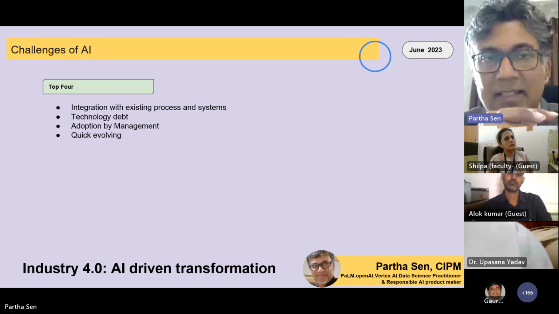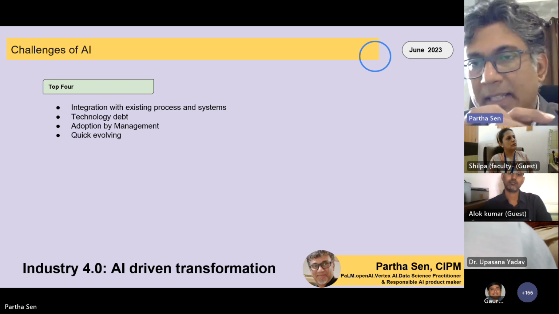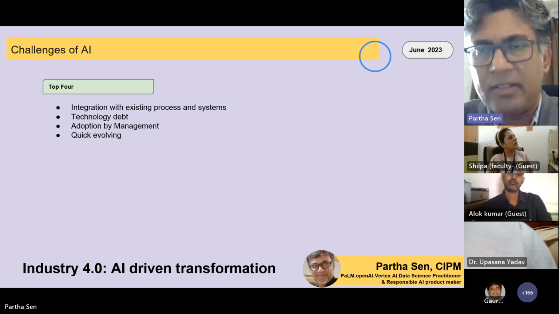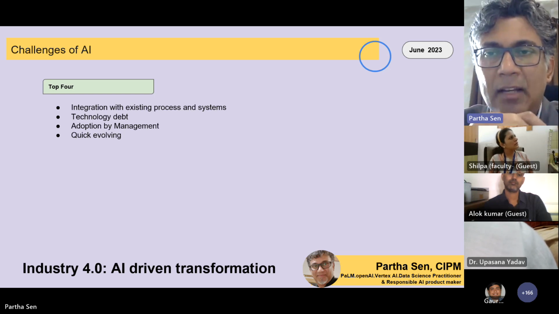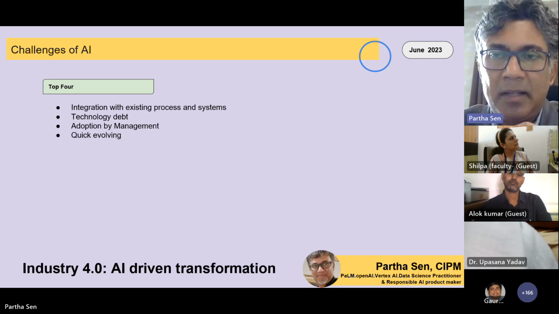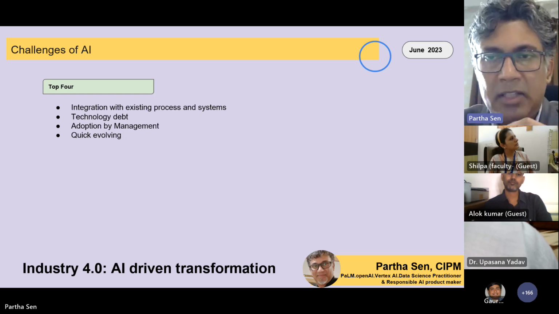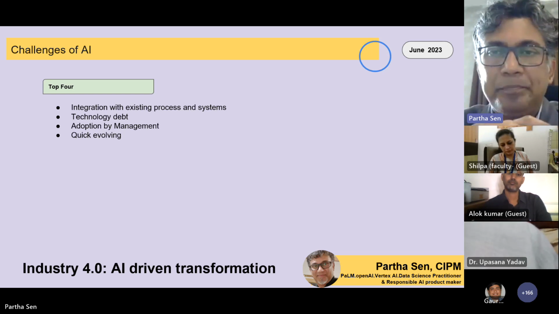The next one is the technical debt. Here, technical debt is something very important. For any AI, when you are bringing the AI algorithm into the system, the platform or the app, there is a huge investment. It's not about the technology part only, but you have to invest a lot in human resources. The entire ecosystem would be changed.